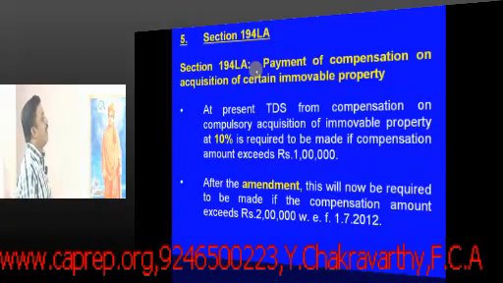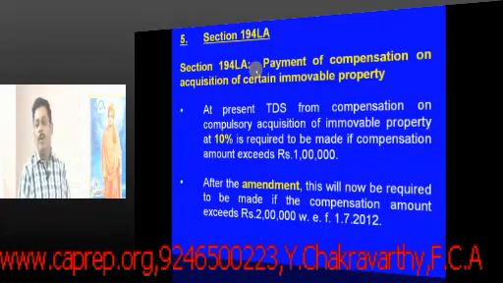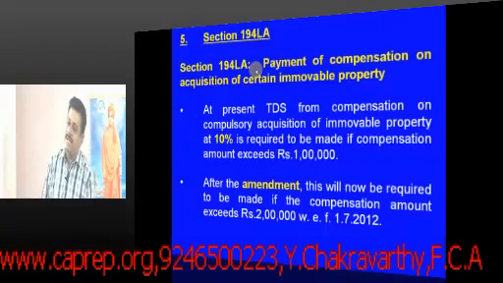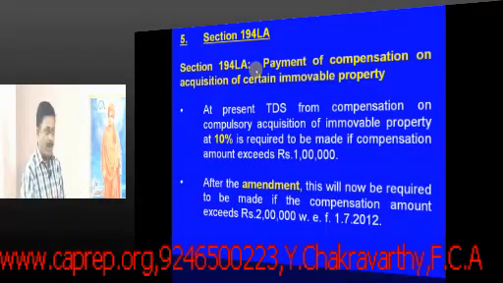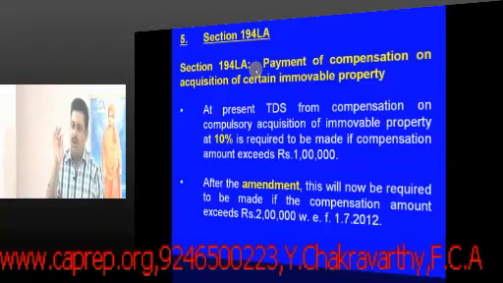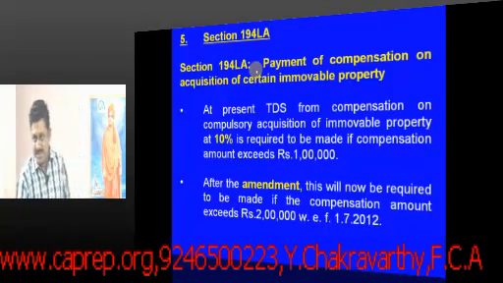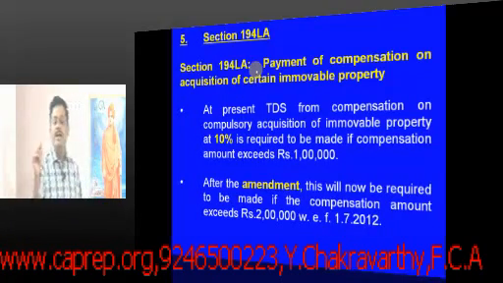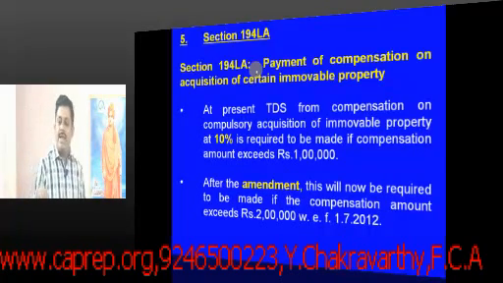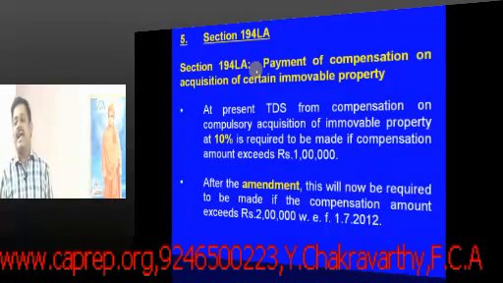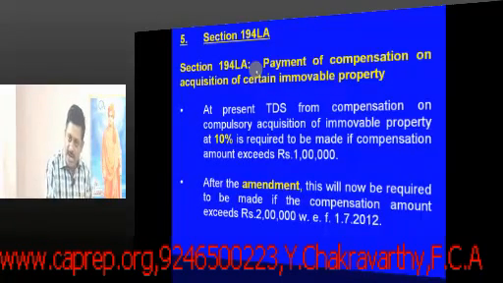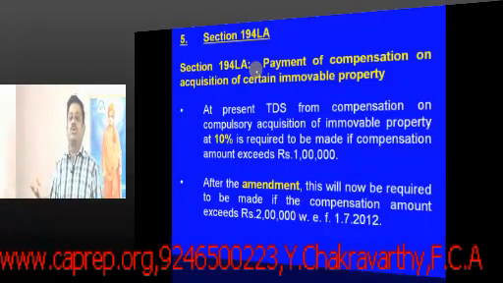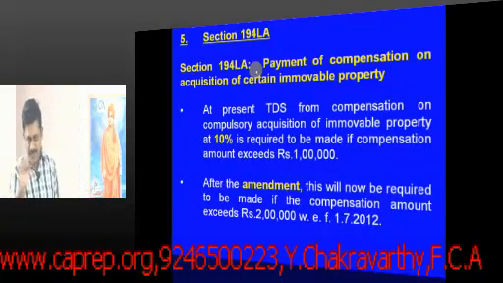What is it? Payment of compensation on acquisition of certain immovable property. So if anybody is paying compensation to another person for acquiring their immovable property, then such compensation is also liable for deduction of TDS. The payer of such compensation also is liable to deduct the TDS and then only make the payment. 10% is the TDS. Earlier the threshold limit up to which you need not deduct tax at source was, if the compensation is 1 lakh or below, there is no need for deducting the tax at source. Now the threshold limit got enhanced from 1/7/2012 to 2 lakhs. Please make note.